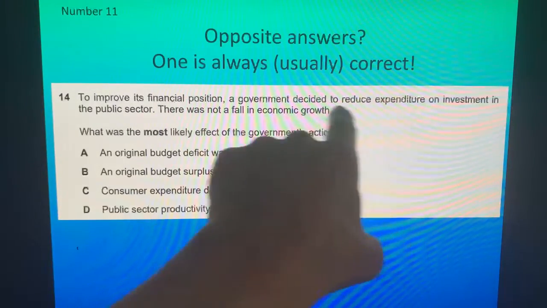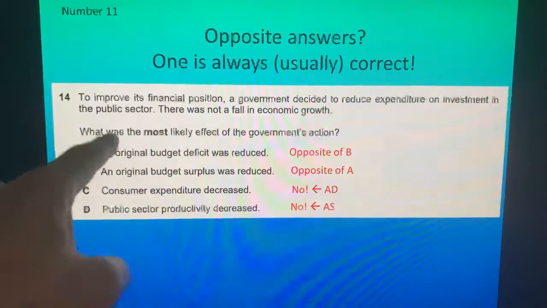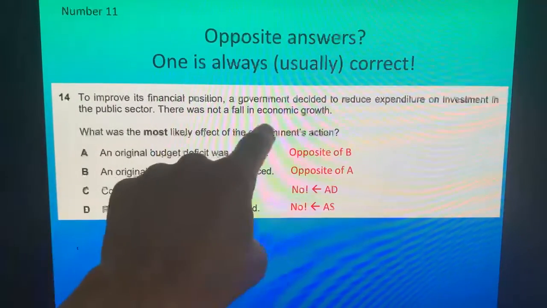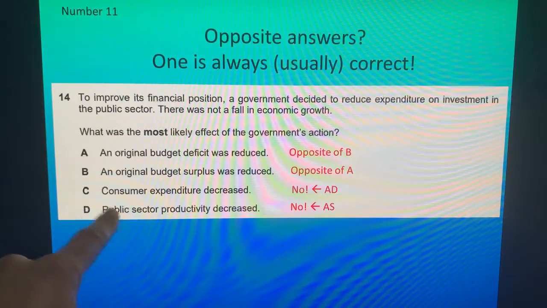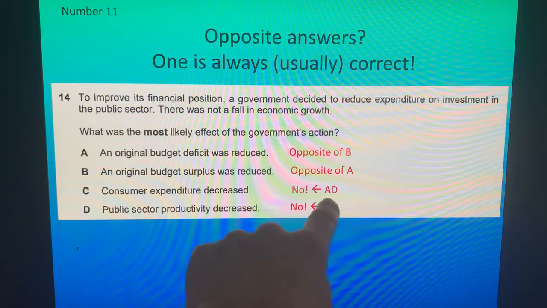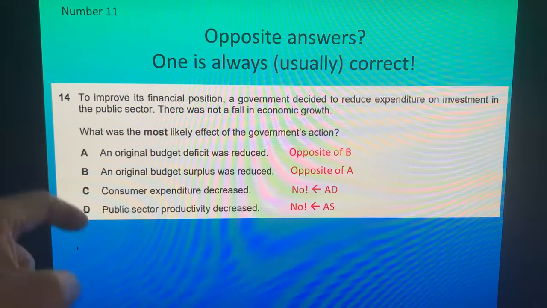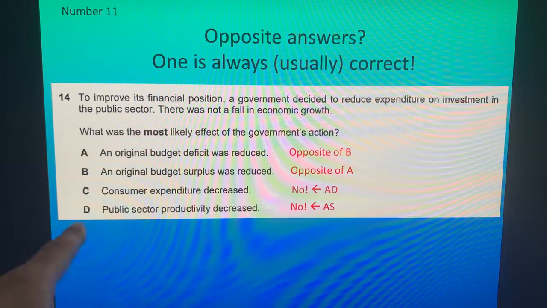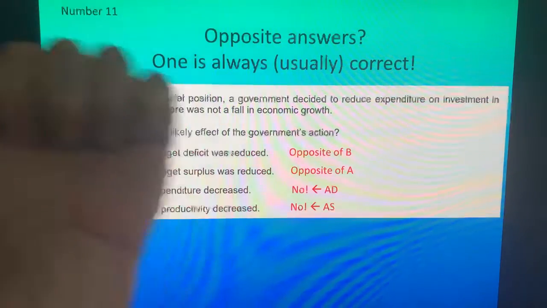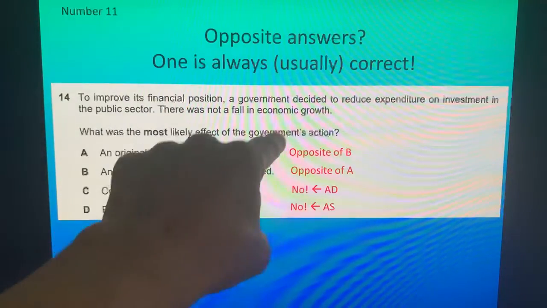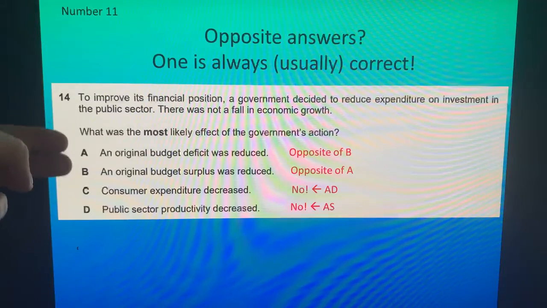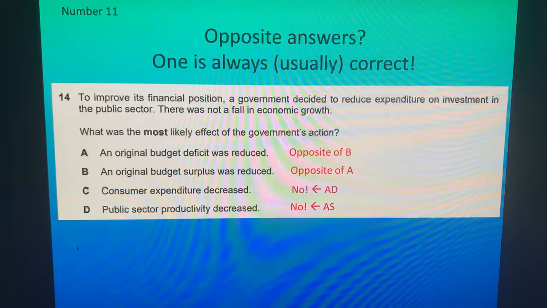Let's see. This government reduced its expenditure on investment in the public sector, and there was not a fall in economic growth. Ooh, that's probably important. This says C, consumer expenditure decreased, so that shifts aggregate demand. Never mind C. D says public sector productivity decreased. That's about aggregate supply, right? But this shifts aggregate supply to the left, or decreases aggregate supply. But the question says there was not a fall in economic growth. So that only leaves A or B. So which is it? Let's see.